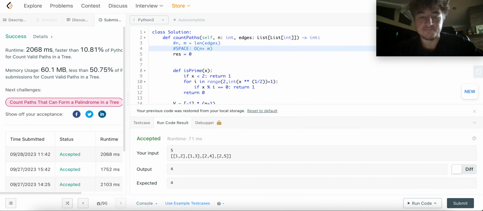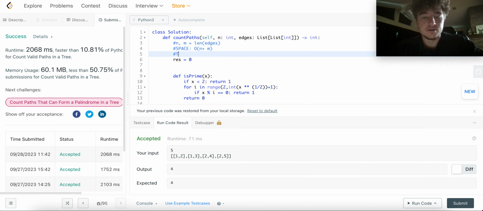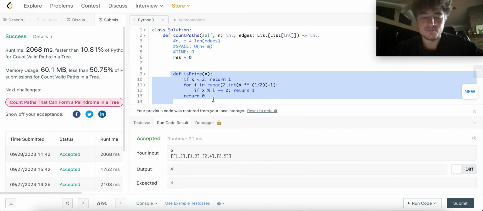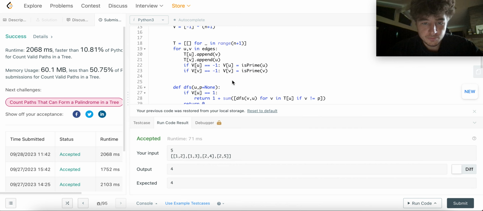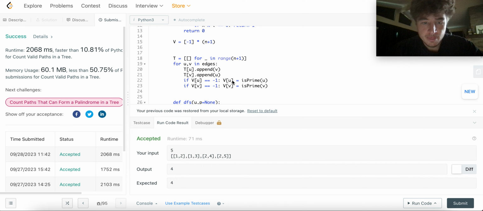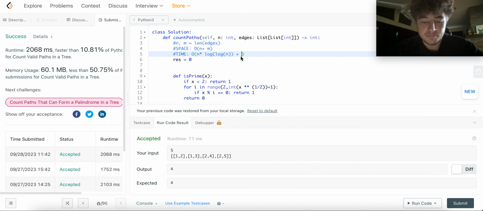All right, now for time. This prime function is like square root of n or something for all n, so n square root of n. But let's just say that we did the sieve way, and that's log of n. That's just doing the sieve, so you can look up that code. Just look up how to do a sieve prime finding. Okay, now we have to look at all m edges in order to populate the array.